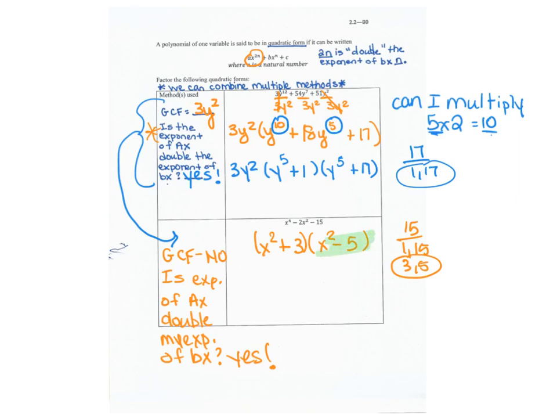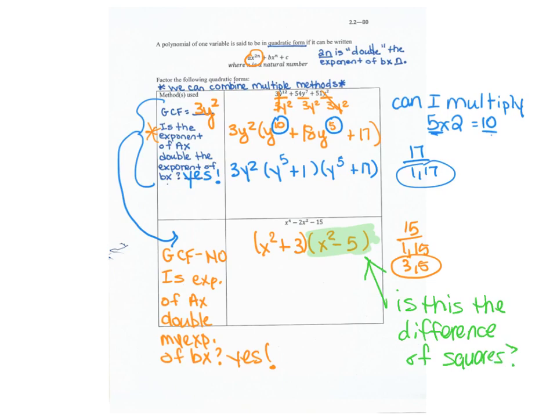Now, I always check right here. I have a squared term and I have a minus sign. So you always check to see, is this the difference of squares? I always want to answer that question. And in this case, my answer is no, because I can't take the square root of 5. 5 is not a perfect square.